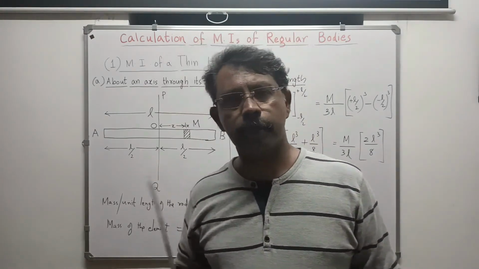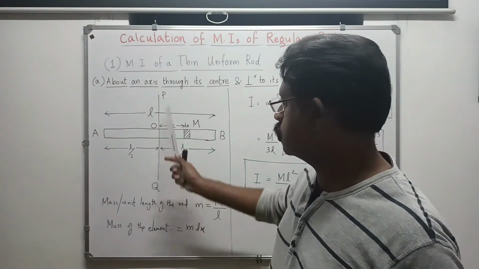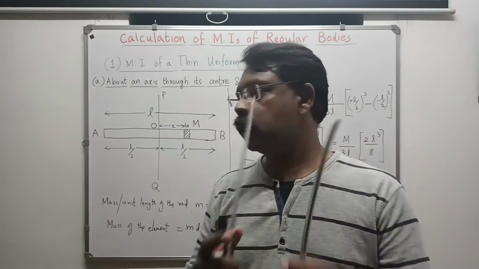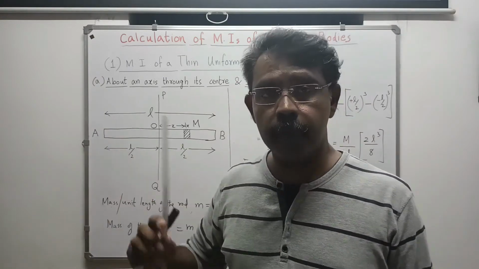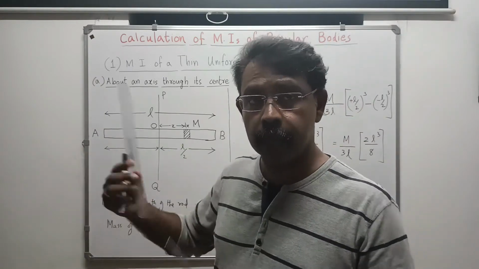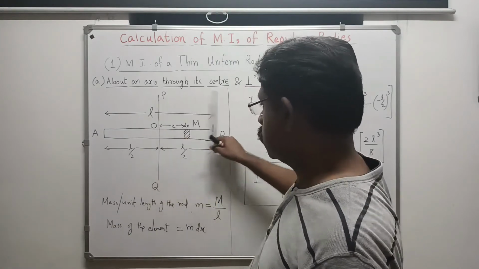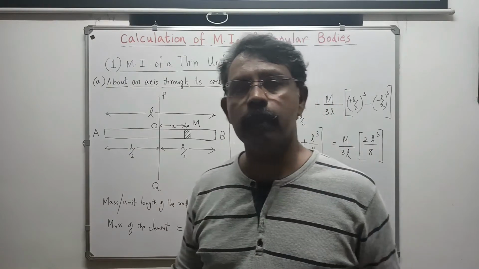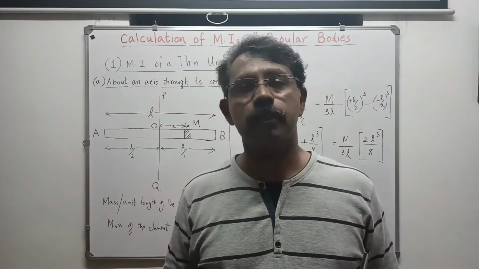Then we can have some other axis. Here we have taken an axis passing through the center. What about the moment of inertia of the same body if I am considering another axis, an axis here? How will you calculate this one? This is where we apply the theorems that we have studied.